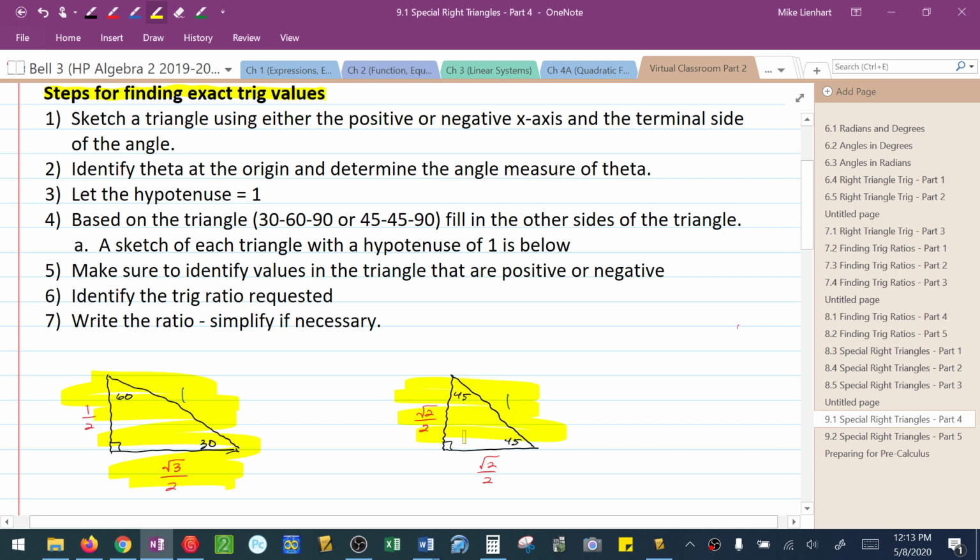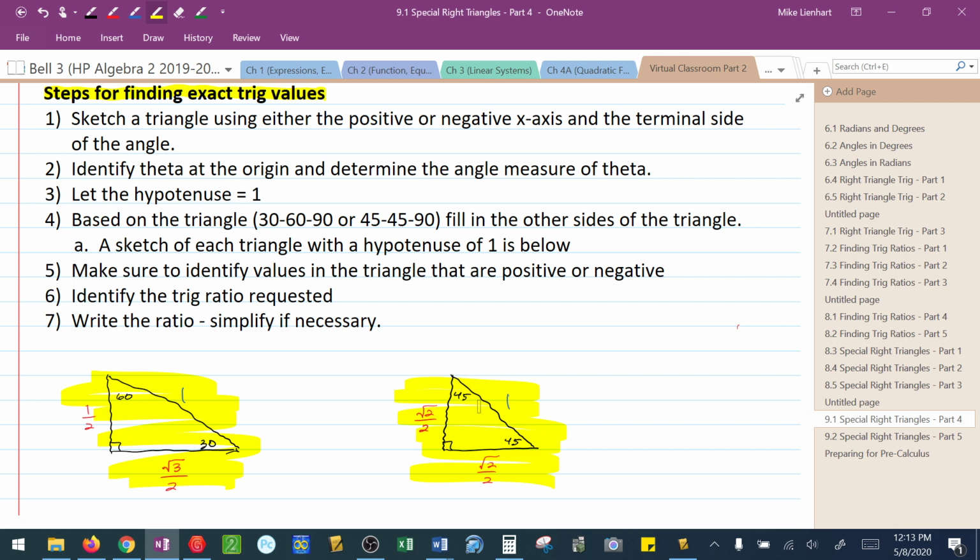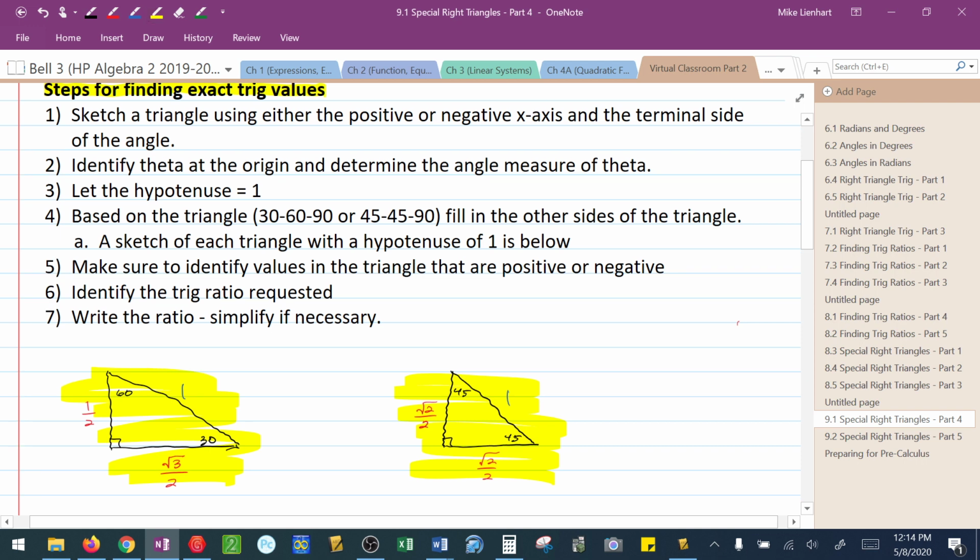If it's a 30, 60, 90 or a 45, 45, 90, we are always going to assume that the hypotenuse is 1. That relates back to something called the unit circle that you're going to really dive into when you're in pre-calc. We're then going to find the ratios and simplify. So use this page that I have showing right now as a reference when you're doing these problems, and it should be pretty clear and pretty straightforward.